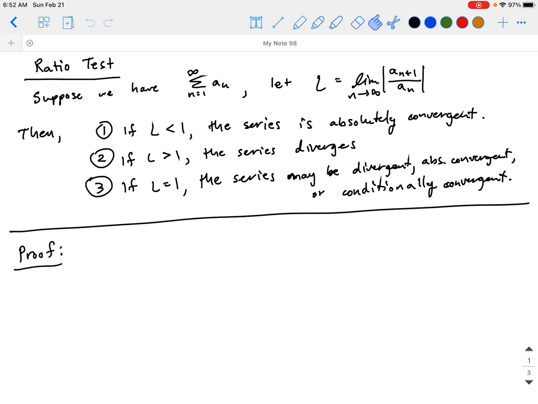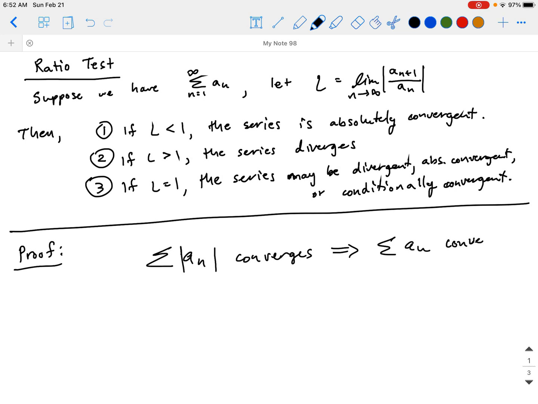So we'll just recall that the ratio test says, suppose that we have an infinite series, a_n, and we let L equal the limit as n goes to infinity of a_(n+1) over a_n, so the next term divided by the previous term. Then if we get L is less than 1, then our series will be absolutely convergent. So absolutely convergent is where the absolute value of our series converges. So we make everything positive term by term, and we still get convergence, and absolute convergence implies regular convergence as well.